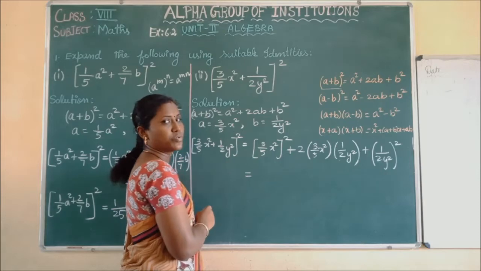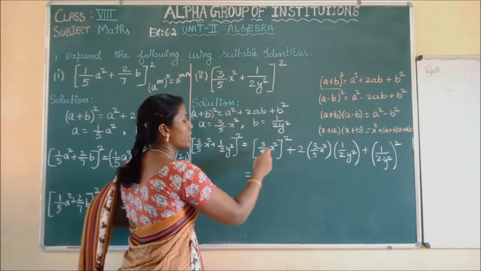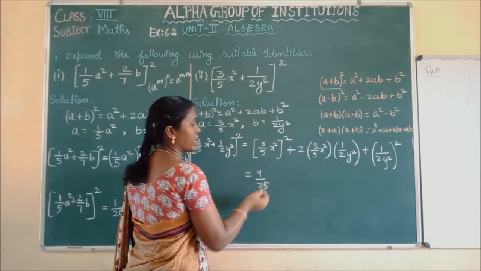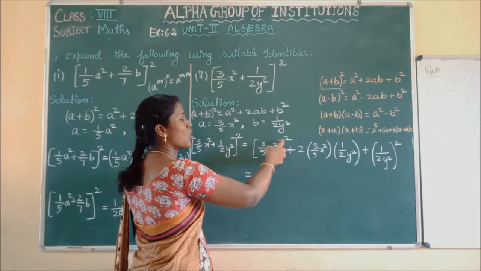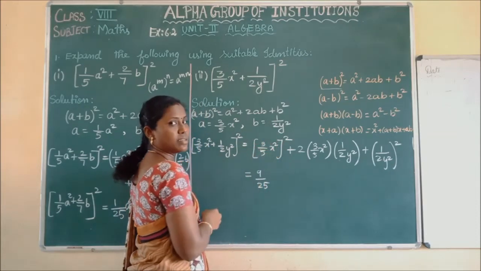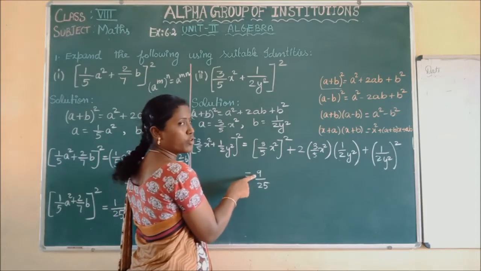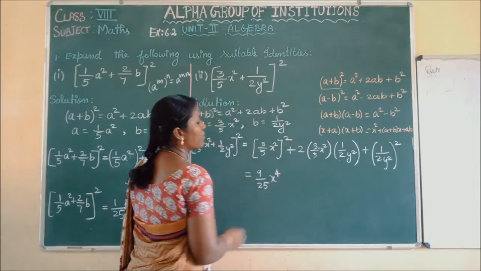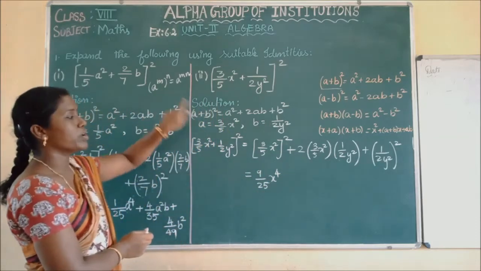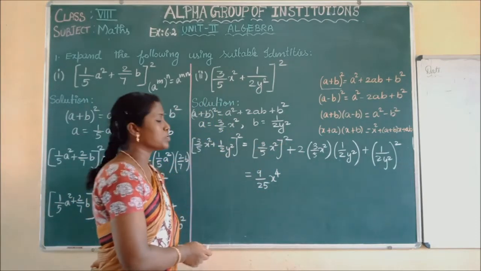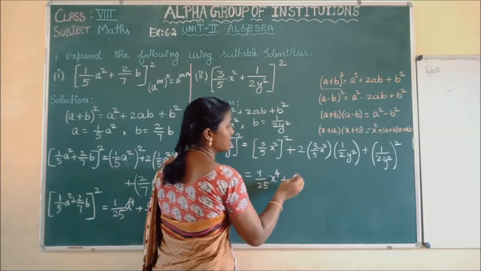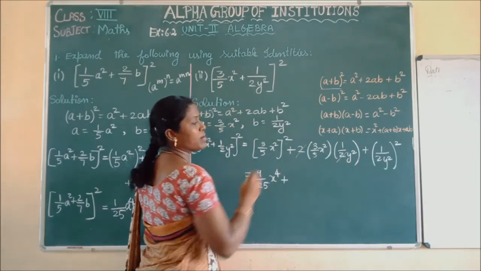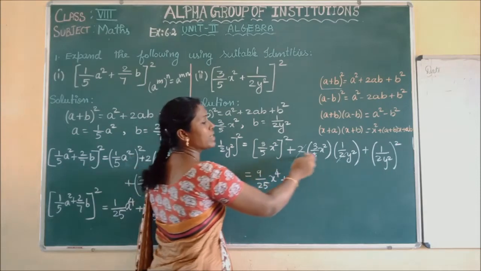Now solve it to find the final answer. If we square, 3 threes are 9, and 5 fives are 25. As I said before, the square is common for each and every number inside this bracket. So the square of 3 is 9, and x² squared is x power 4 using the exponent rule. Then 2 into a into b: this 2 and this 2 will get cancelled because they are in multiplication, so they get cancelled.